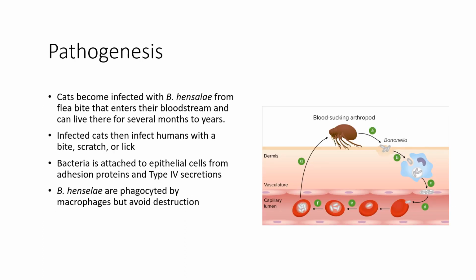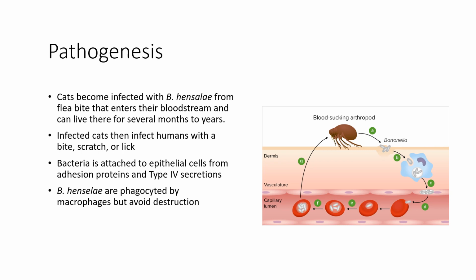The pathogenesis of this is that cats become infected with Bartonella henselae from flea bites, and this is because it enters their bloodstream and it can live there for months to years, and cats are completely asymptomatic. And then infected cats will then infect humans from a bite, scratch, or a lick.